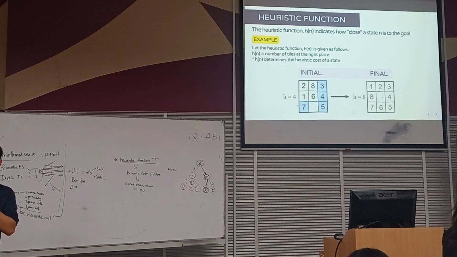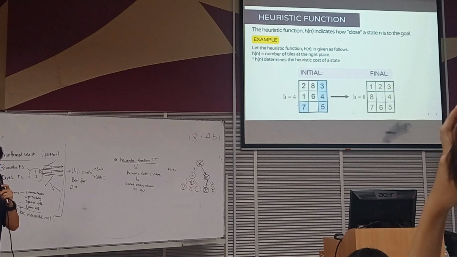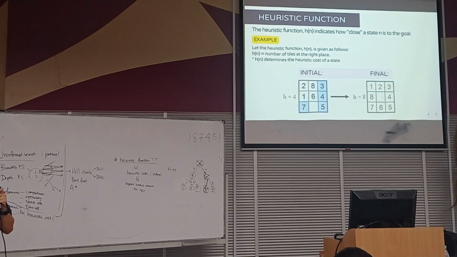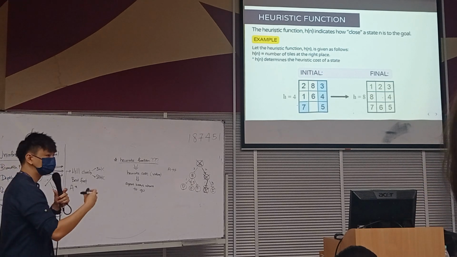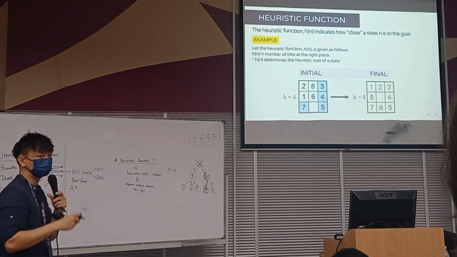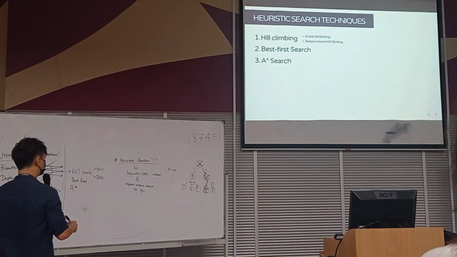Okay, is that clear at this moment? We have a function. That function is going to generate the cost. And this cost, what's the purpose? Agents decide which path to go. Alright, so let's move on to the first algorithm.